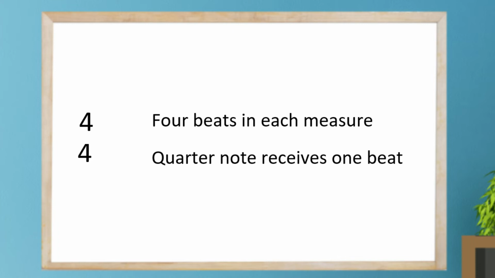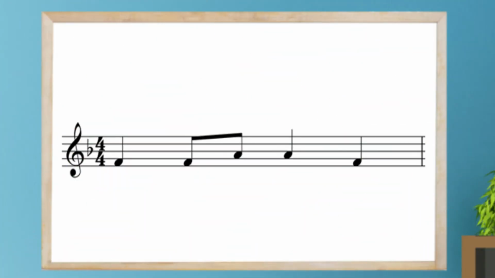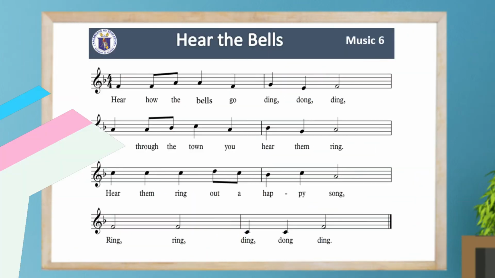Now, let's count the beats in the first measure of the song Hear the Bells. How many beats are there in the first measure? Yes, very good. It has 4 beats. Alright, try to examine the other measures of the song. What did you find out? Do all the measures have 4 beats? Very good. You are indeed amazing.